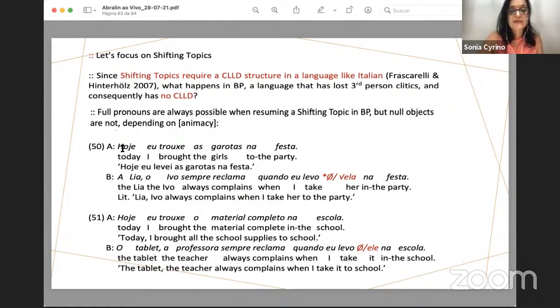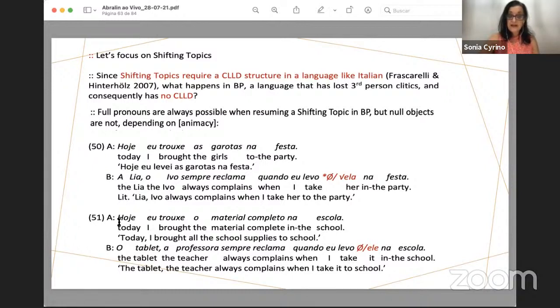So if I say something like, hoje eu trouxe as garotas na festa. Ali o Ivo sempre reclama quando eu levo ela na festa. This is strange with the null object. I have to have the pronoun here because this is a shifting topic.